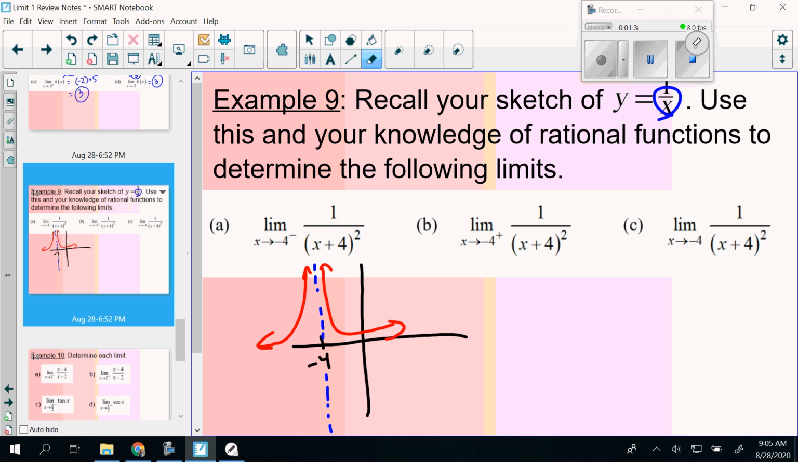What's the limit as x approaches negative 4 from the left? Well, that's going to equal infinity. What's the limit as x approaches negative 4 from the right? That also equals infinity. And so does this one have a limit here? Since both sides are approaching the same thing, we would say that this one also equals infinity. So if they're approaching the same thing, then we can say that it does have a limit there, and use either infinity or negative infinity if both sides are approaching that infinite value.